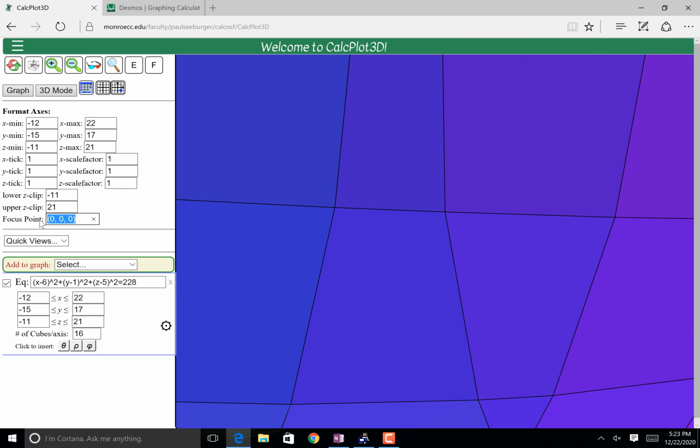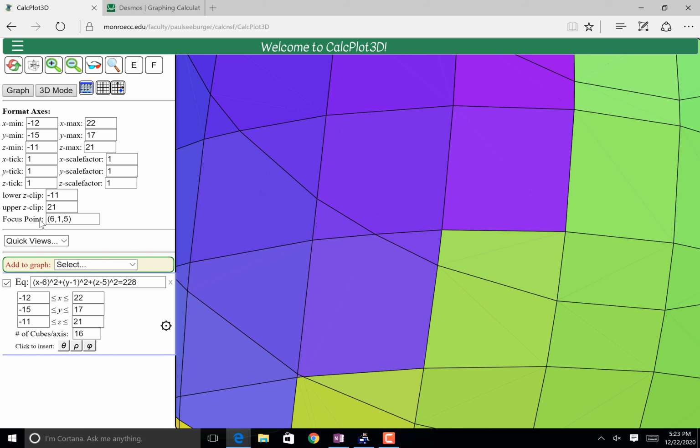And then another thing that's kind of nice is if you change your focus point, and you don't have to, but if you change your focus point to 6, 1, 5, where our center was, then that'll kind of put the graph in the middle in theory.